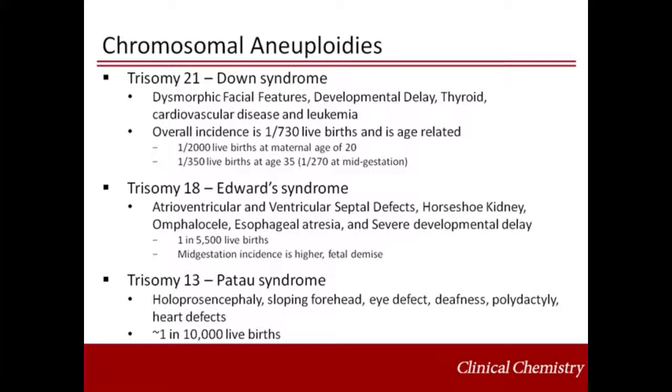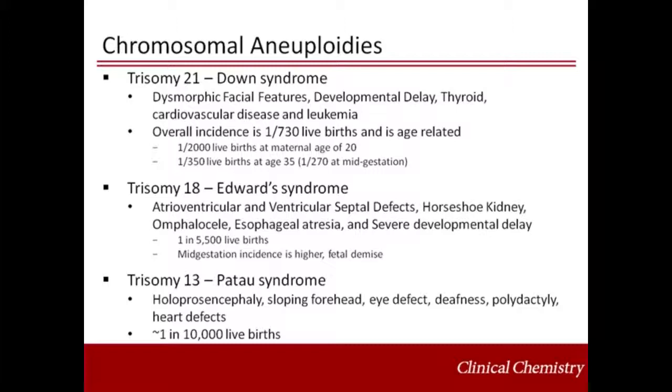As with trisomy 21, the mid-gestation incidence is much higher, but many affected fetuses die in utero. Similar to trisomy 21, there is also an age-related increase in the incidence of trisomy 18 with advancing maternal age. Of those affected fetuses that do survive to deliver, approximately half will not survive the first week of life, and 90% will die within their first year.